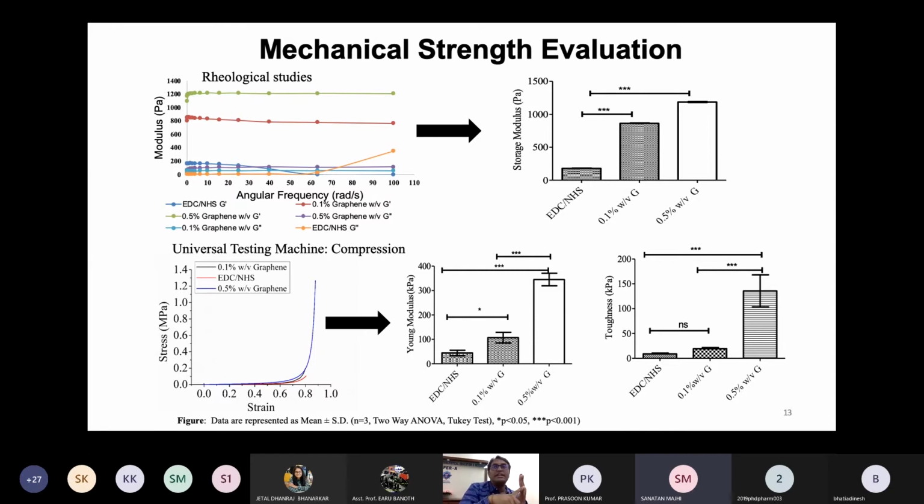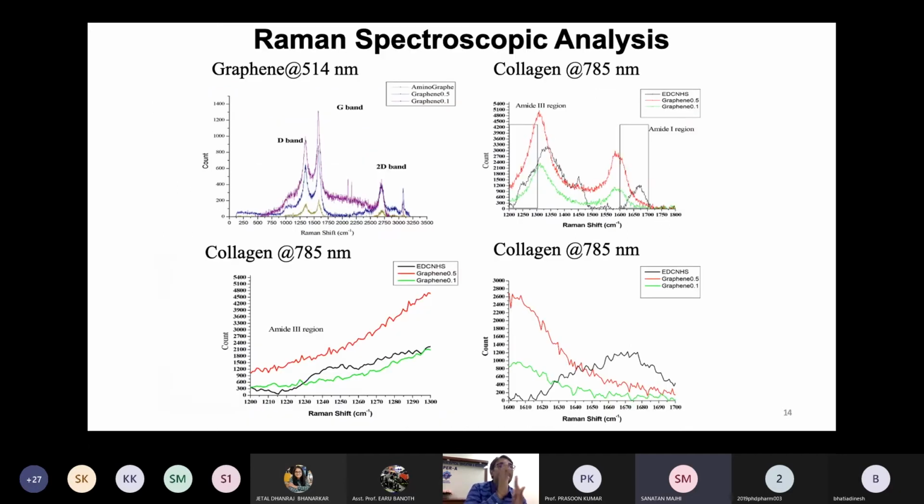We got electroconductivity. The material is electrically conductive in nature. We have mechanical strength. It looks like a very spongy material, and so we wanted to check what the addition of graphene is doing with the collagen. For that, we have done the Raman spectroscopic analysis.